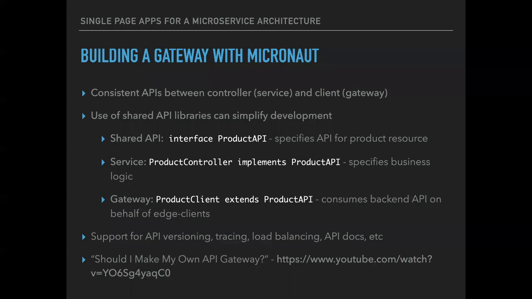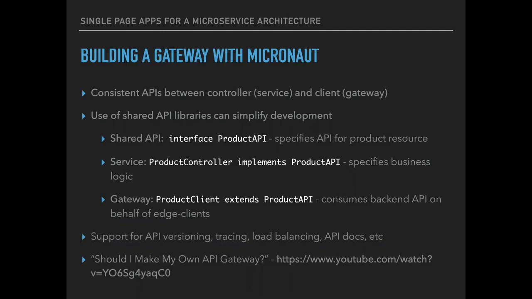So one of the cool things about Micronaut that I've already mentioned is that it has consistent annotations, a consistent API between a controller, which would be provided, say, by your service, and a client, which could be in your gateway. So your gateway could be a client for a service. And because we use the same API, it means that you can actually do things. We'll see this in the demo here. So don't worry if it's not particularly obvious from the slide what I'm talking about. But you can actually create shared libraries that will basically expose an API that can be implemented by the service to provide the actual logic.